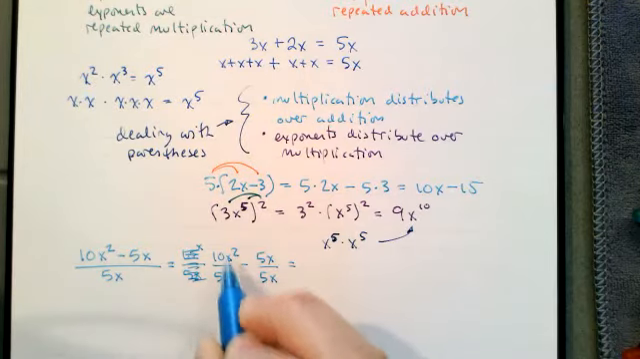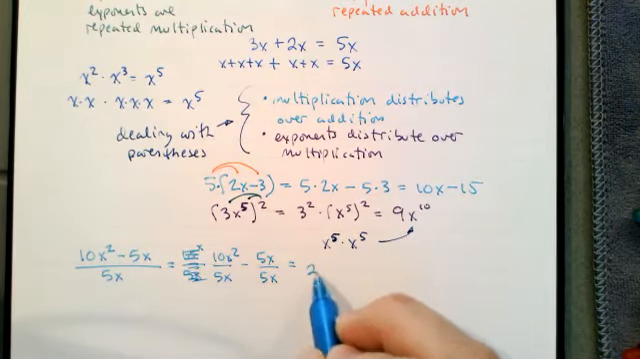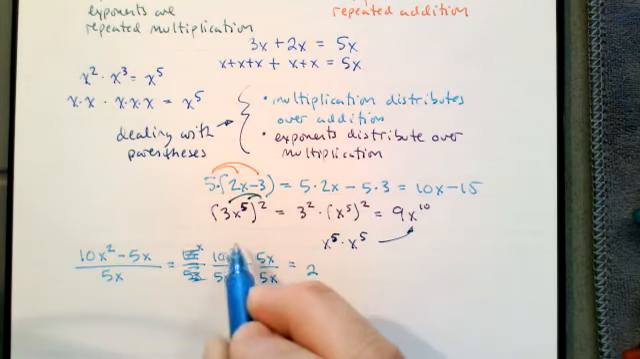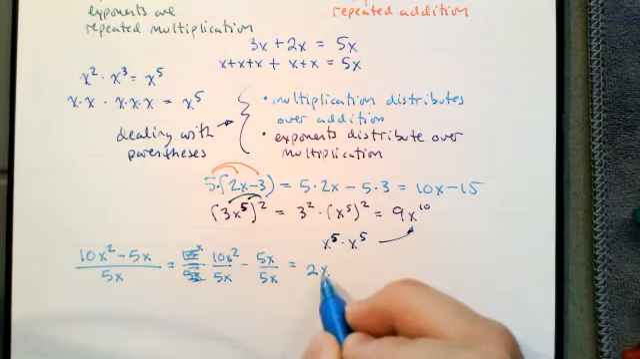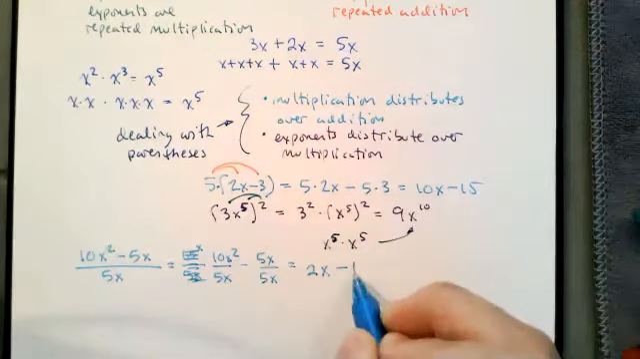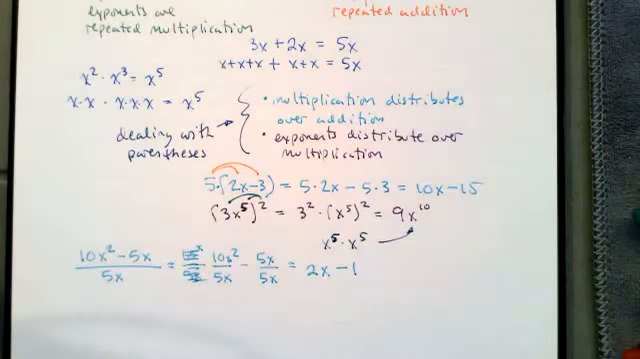10 divided by 5, and now we're just dividing. 10 divided by 5 is 2. X squared divided by x, if I have 2 x's and divide by 1 x, one of the x's cancels out. And something divided by itself is equal to 1, as long as those things aren't 0.